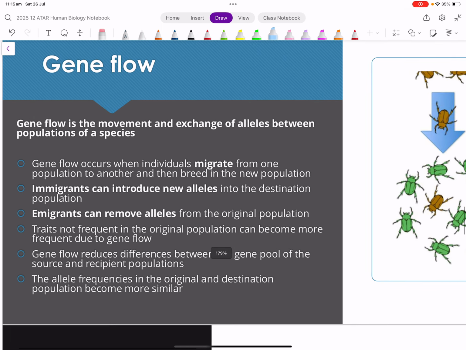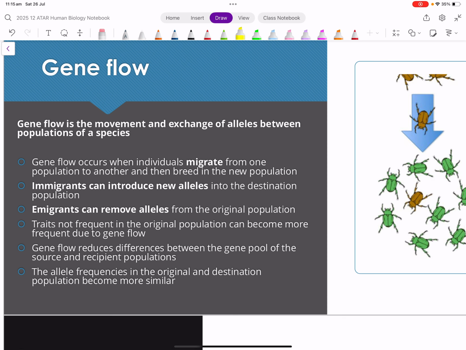So what is gene flow itself? Again, here's our definition at the top. Let me highlight it in full to be really clear. Gene flow is the movement and exchange of alleles between populations of a species. So this can't occur without migration, okay? So with that migration process, immigrants are going to introduce new alleles, and you know what, we'll do the same colour as I did on the previous slide. So immigrants will introduce new alleles, and emigrants are going to remove alleles from the original population.